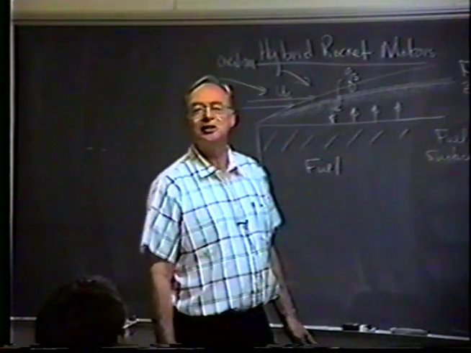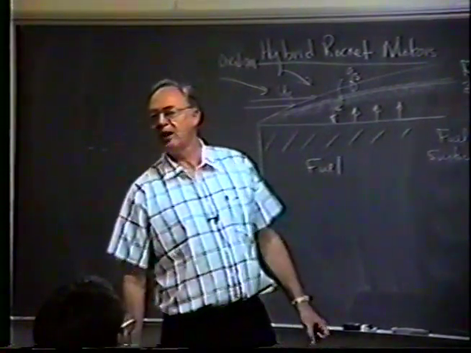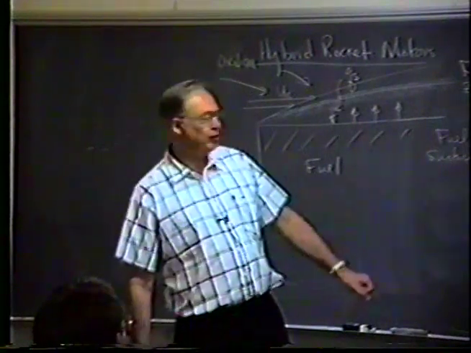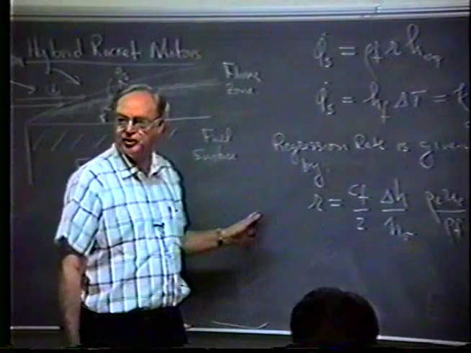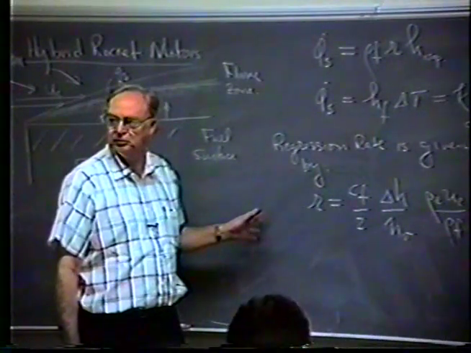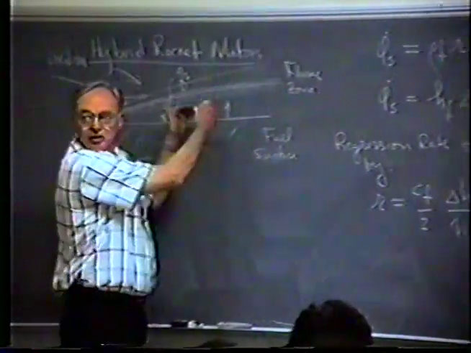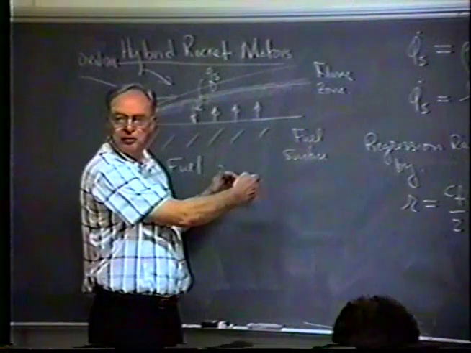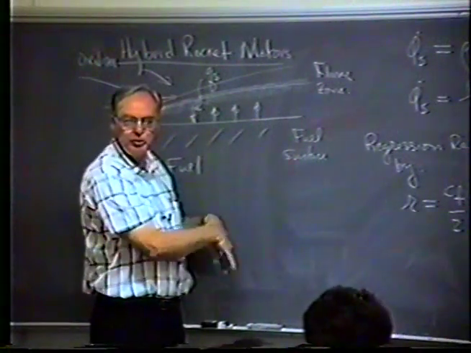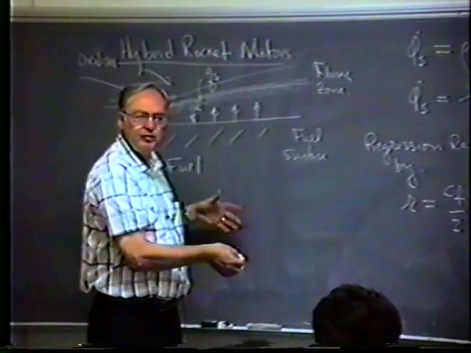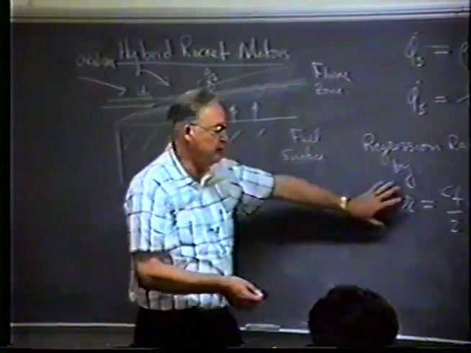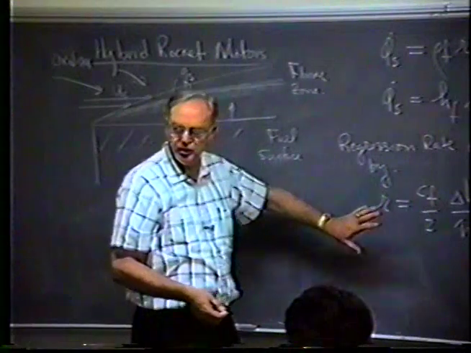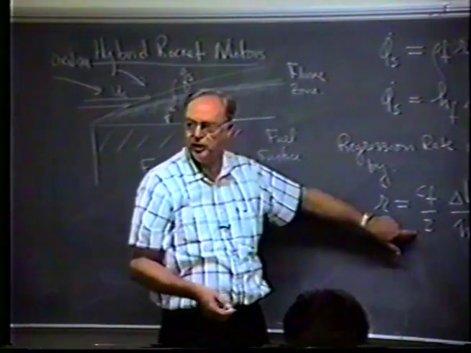Any questions? I'm looking along the back row there. So this first term right here, on the left, the regression rate is what? That's the rate at which the surface is going to move, right? That's the rate at which we're going to transform the fuel from the solid phase into the vapor phase. Okay, that's what we're after. Now the terms on the right, C sub F over 2 is what?